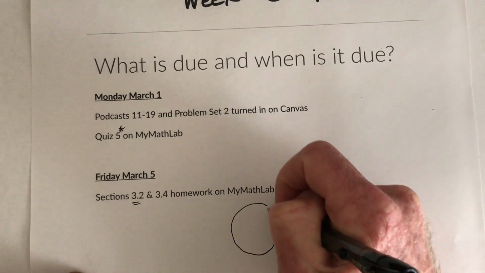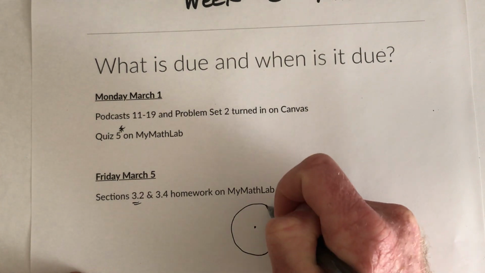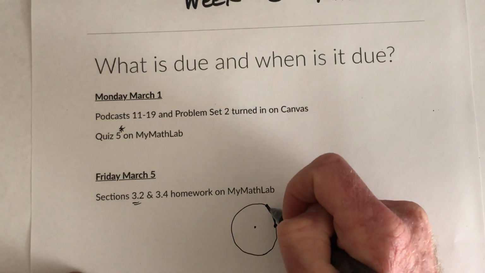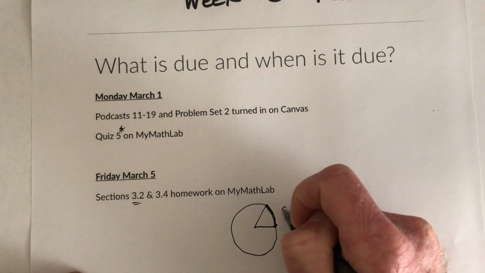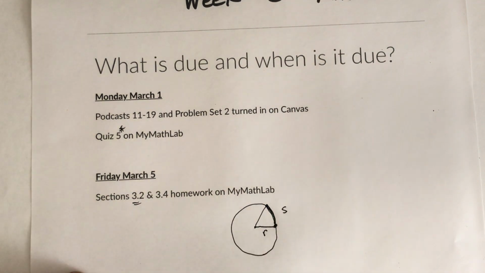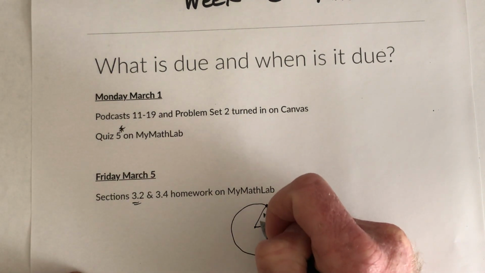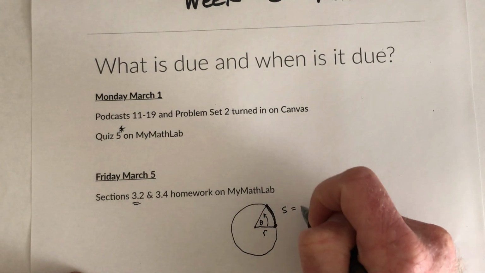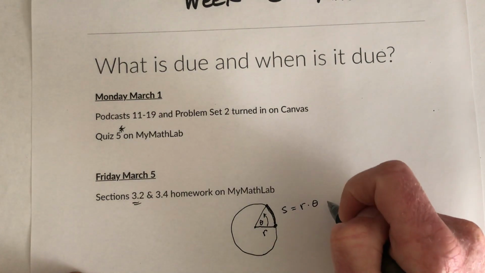if you have something going around a circle, and let's say it goes from this point to this point, then this is called arc length. So how much is that arc length equal to? Well, since this is a circle, we would need to know the radius, and as it moved, it would have this central angle theta. And the formula is that S equals R times theta. You just have to make sure that theta is in radians.